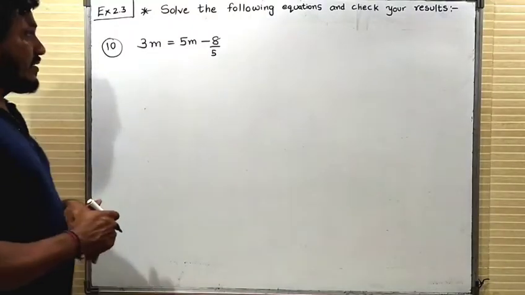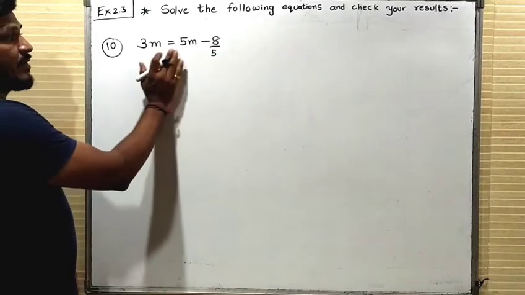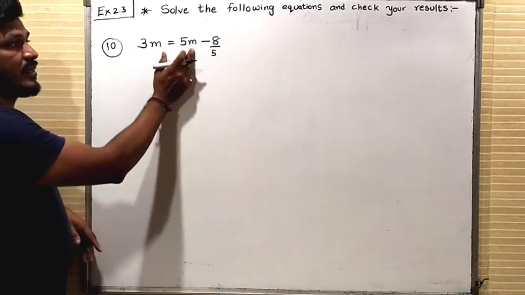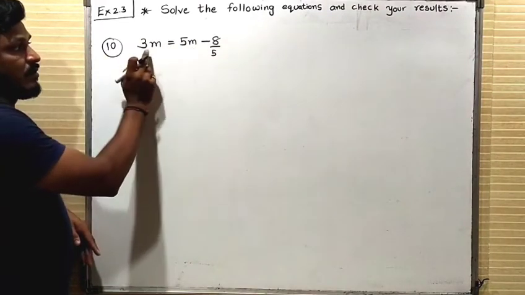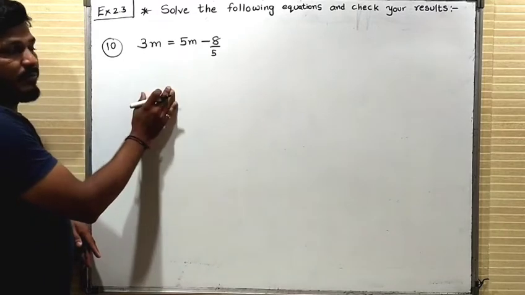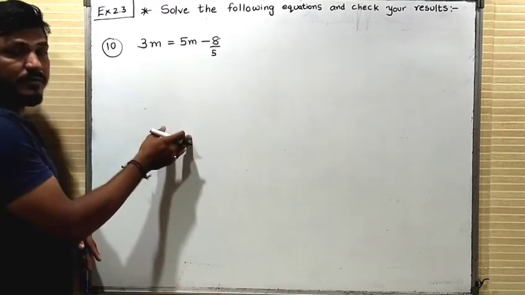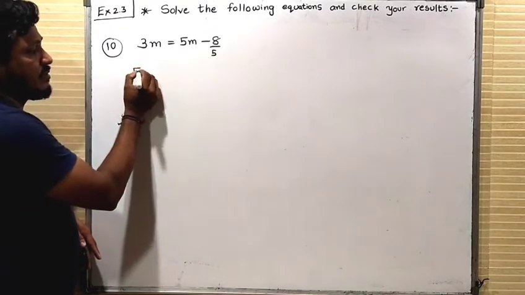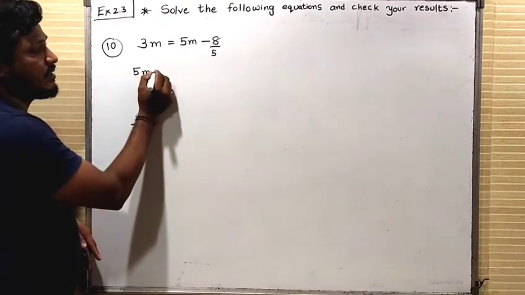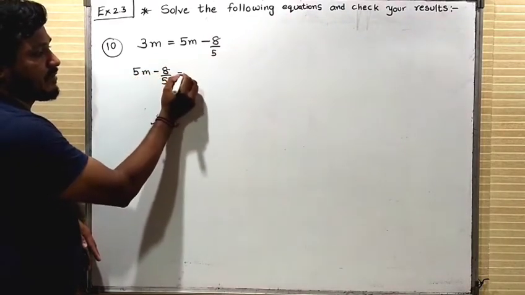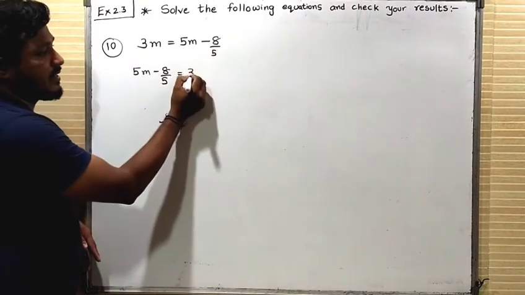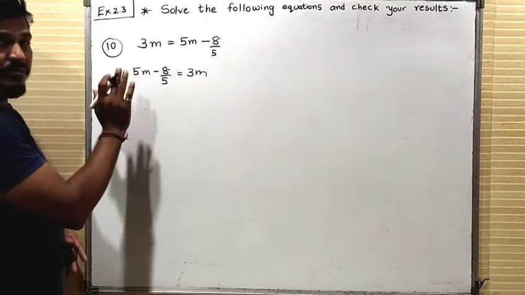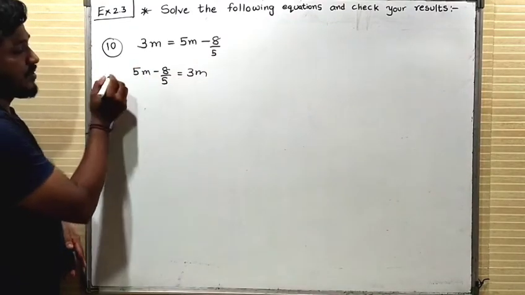Let us see sum number 10. Now here also what is given, 3m equals to 5m minus 8 by 5. Now dear student, if you will transpose this 5m toward your left, so 3m minus 5m you will get negative 2m. Both sides negative, so automatically it is going to become positive only. So what I will do, I will try to write whatever the value toward my right, toward my left, and whatever value toward my left, toward my right. I am not transposing, I am just interchanging. Now it's a bit easier for you to do transposition.